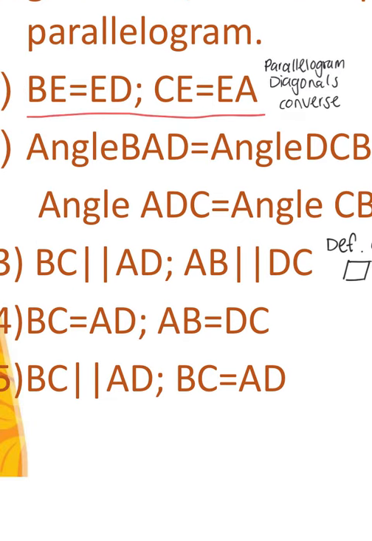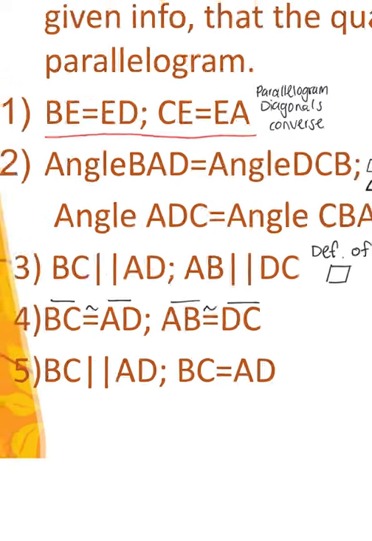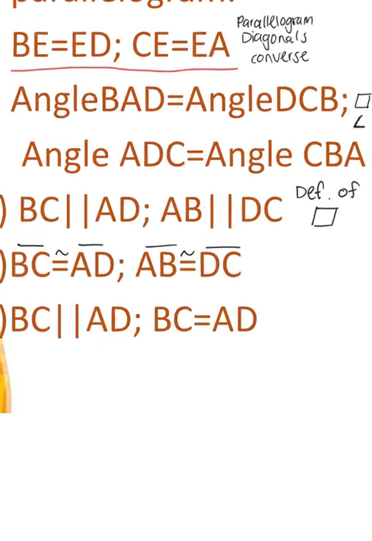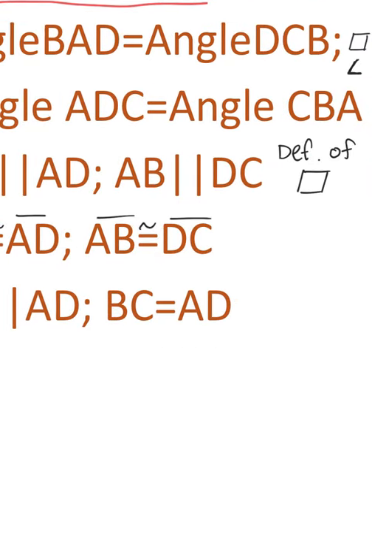Okay, for number 4, we're missing some symbols. Go ahead and put a line above each of the double letters and a congruent symbol. If BC is congruent to AD and AB is congruent to DC, what theorem are we using there to say that it's a parallelogram? Parallelogram opposite sides converse. Good, Teresa.